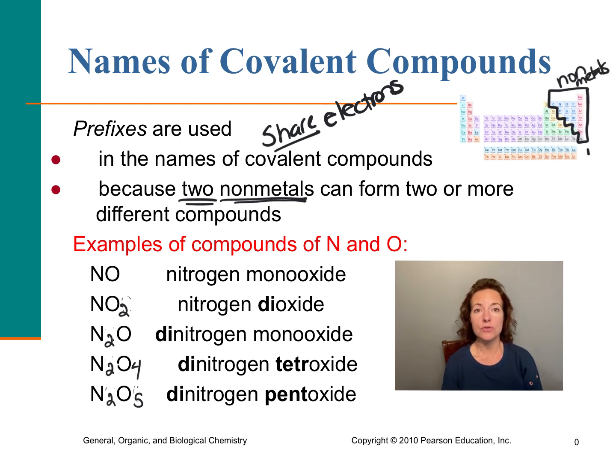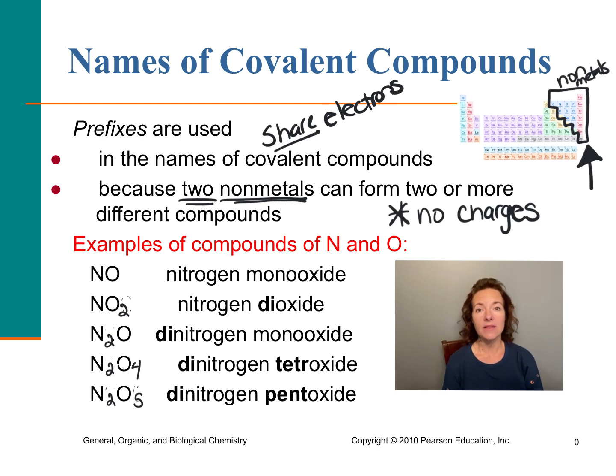So first thing you should recognize is that, okay, I have two nonmetals, which means that we are going to have a covalent compound where the elements are going to share electrons. So we don't have to do anything with charges. We don't have to worry about a positively charged ion and a negatively charged ion. There's none of that. All we have to do is look at how many of each element we have, and we use prefixes.